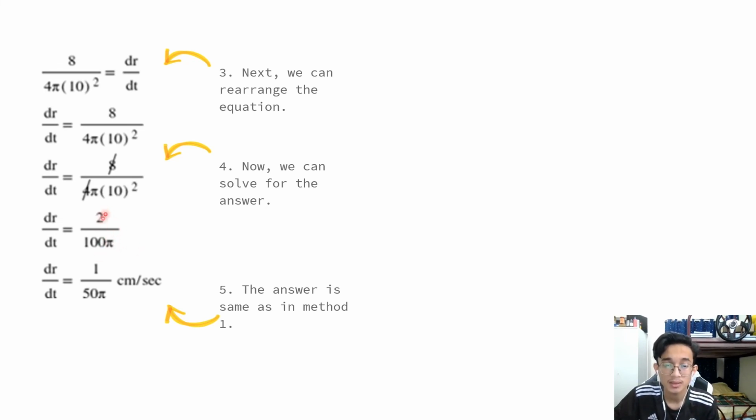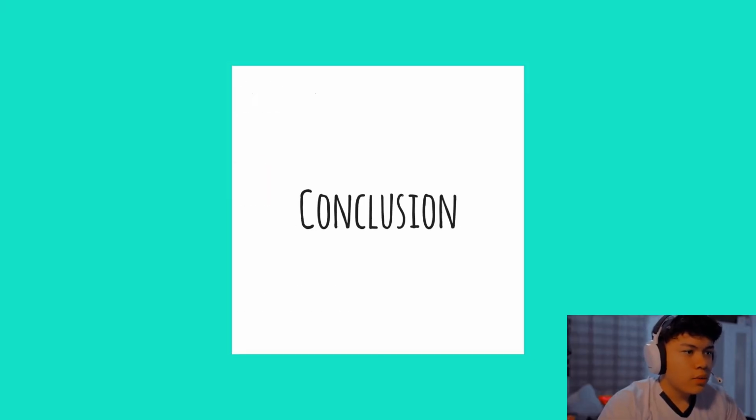We can simplify 2 over 100 pi, and we get the answer 1 over 50 pi centimeter per second. So the answer is the same as method 1, but this method is a little bit easier. That's all. Now that both methods have been explained, let's jump into the conclusion.